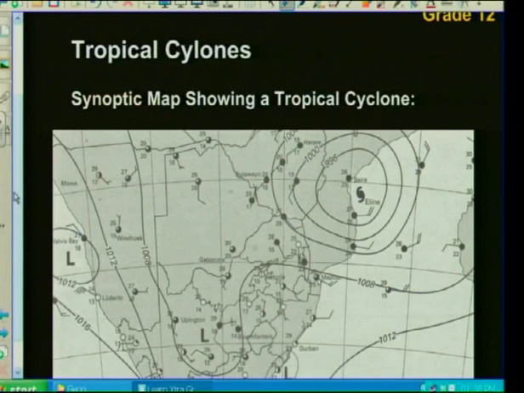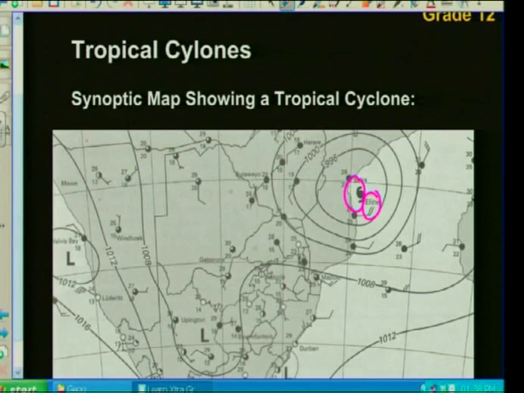Okay, so it's a very devastating storm. All right, let's look at the tropical cyclone on a synoptic map. Okay, you see the symbol, you know. The name will tell you it's a tropical cyclone.